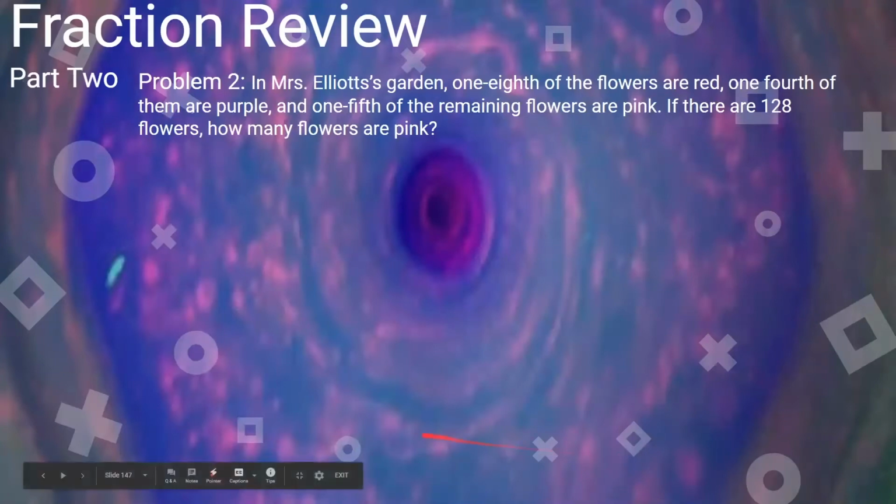Let's move to question 2. Mrs. Elliott's garden: 1/8 of the flowers are red, 1/4 of them are purple, and 1/5 of the remaining flowers are pink. If there are 128 flowers in all, how many flowers are pink? Again, take a second or two. It'll probably take you 3 or 4 minutes to solve the whole problem, but take a second or two first and highlight or circle. Just make sure you mark and notate what you know, and then I'll come back and give you my solutions.